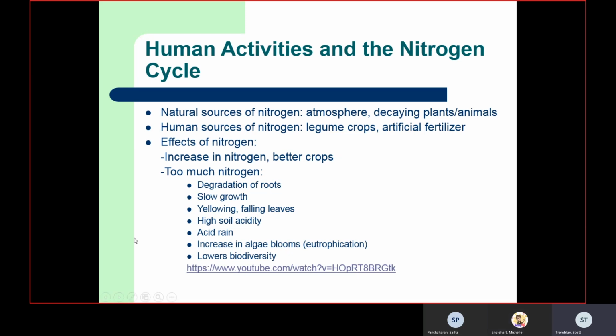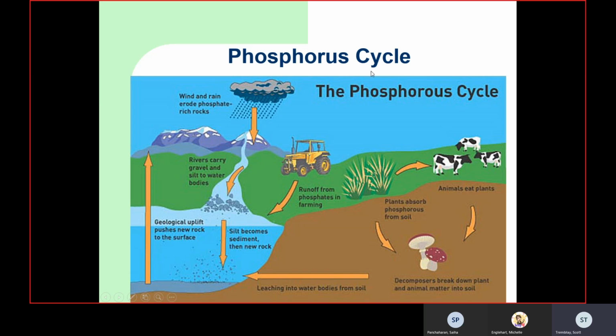The leaves are yellowing, but they're basically burning. Too much nitrogen makes highly acidic soil, and the acid will break down other nutrients the plants need. You also end up getting nitric acid in the air, which can cause acid rain, and then eutrophication, which are these algal blooms. I don't think we're going to watch this video, but it's in the PowerPoint if you want to watch it. We'll talk about algal blooms in a second, after phosphorus, because that's part of the process.